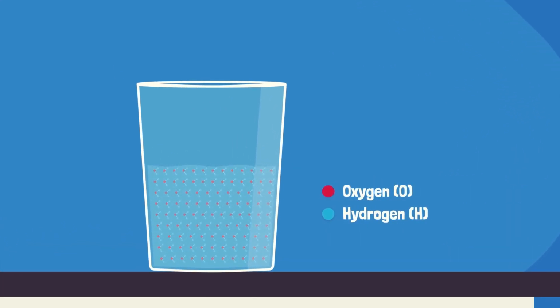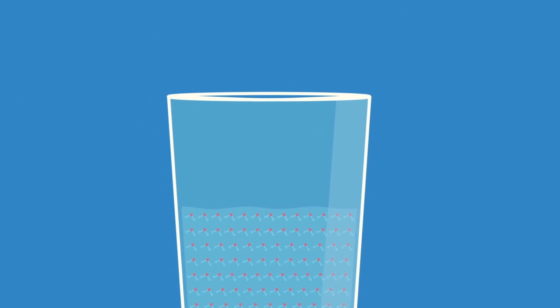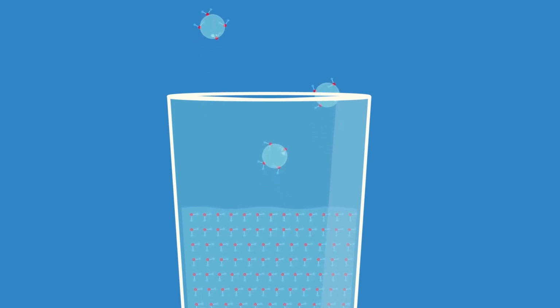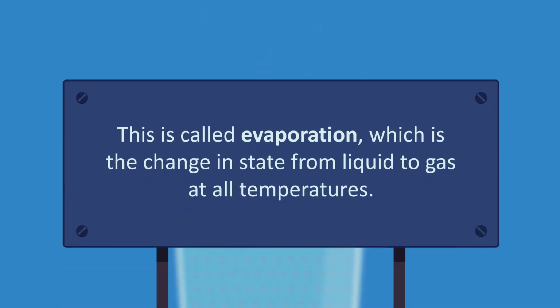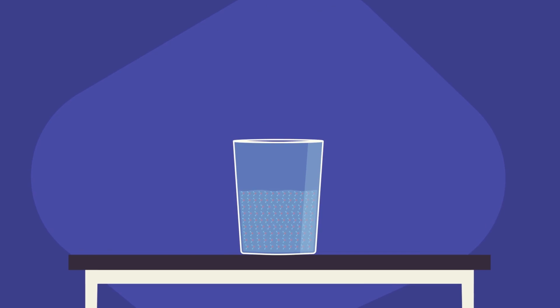Let's take a closer look at this glass of water left in the open air. When the molecules have enough kinetic energy, they overcome their intermolecular forces and escape from the surface in the form of vapors. This is called evaporation, which is the change in state from liquid to gas at all temperatures.